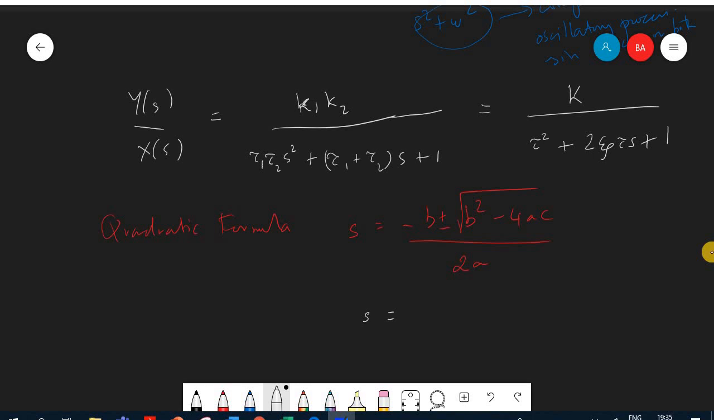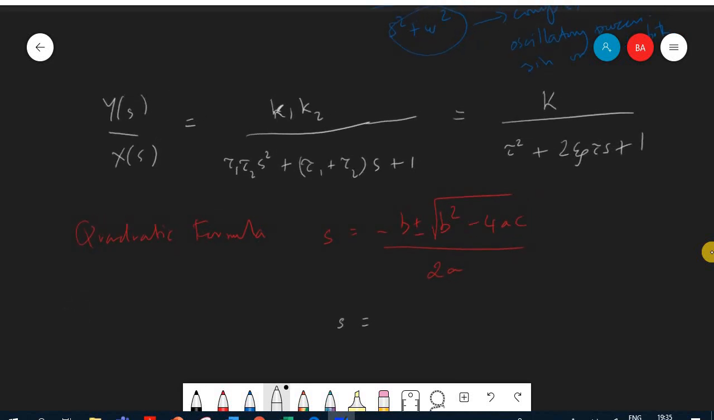So what is tau? Tau is equal to the square root of tau 1 into tau 2. And what is xi? We have 2 xi tau is equal to tau 1 plus tau 2, and our xi will be tau 1 plus tau 2 over 2 tau. Okay, so what did I gain now? Please tell me what's going on here.